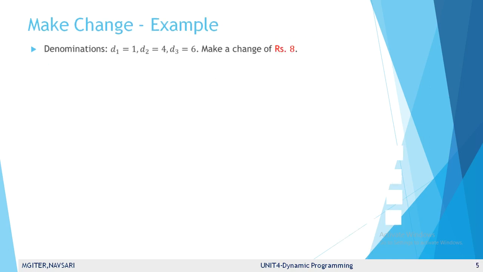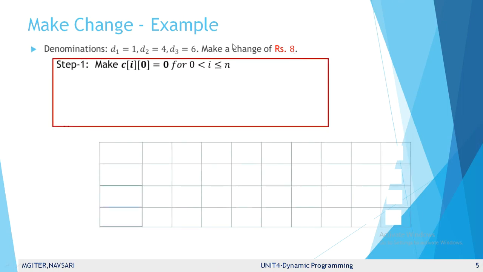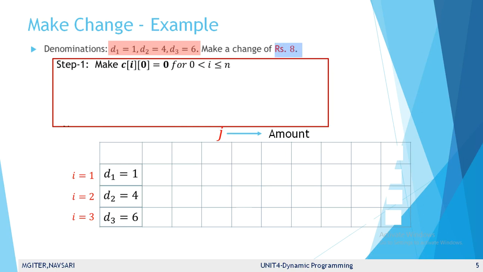Now here we take an example. Denominations or coins are 1, 4 and 6, and we make change of 8 rupees. First of all, we design the table for i equal to 1 for denomination 1, i equal to 2 for denomination 4, and i equal to 3 for denomination 6, and j is the amount up to 8 rupees. We make 9 columns for 0 to 8. First of all, we make C of i, 0, putting 0 for any value of i.